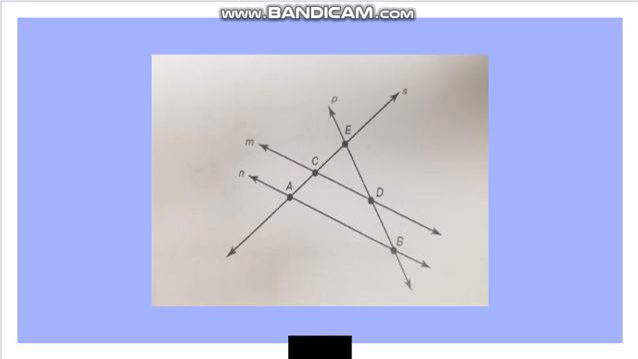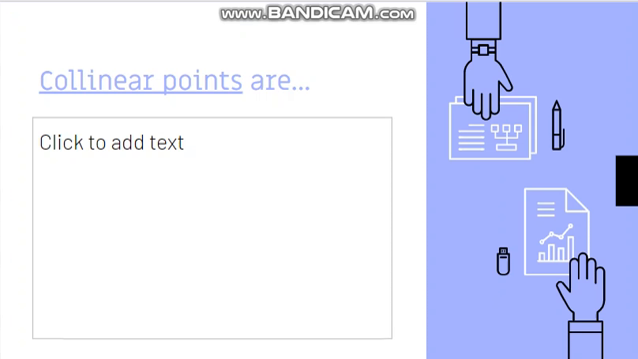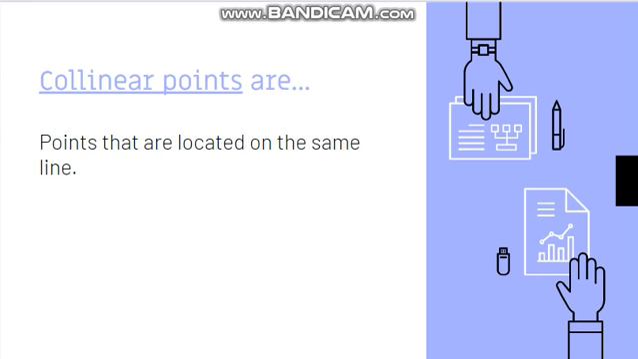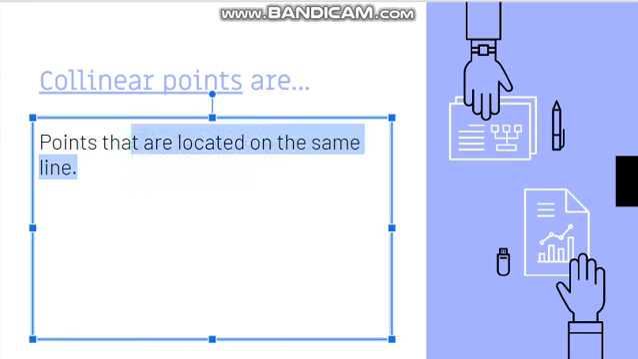And that should answer questions 1 through 5. All right. So then we've got another little definition. Collinear points are points that are located on the same line. That's what collinear means. If 2 points are collinear, they are located on the same line.